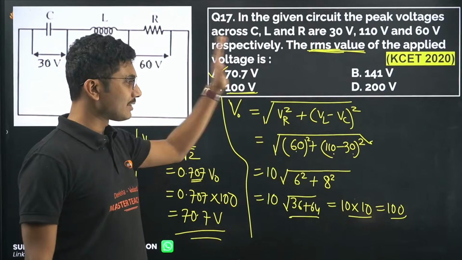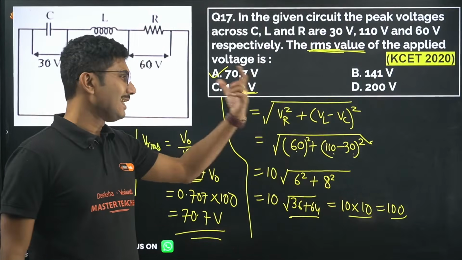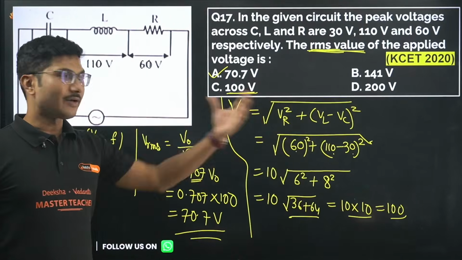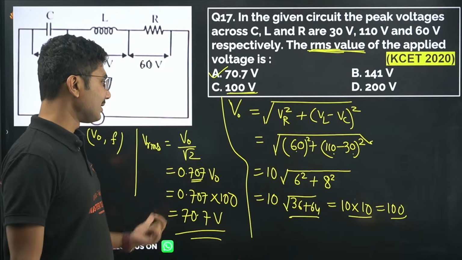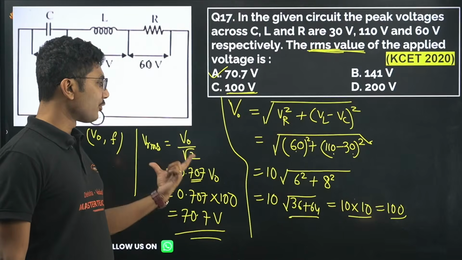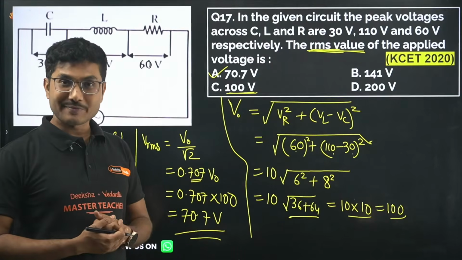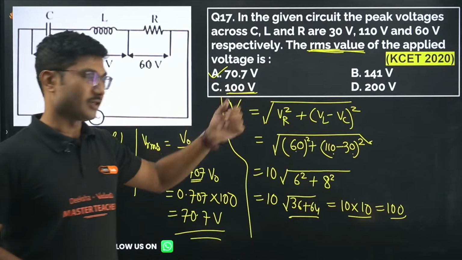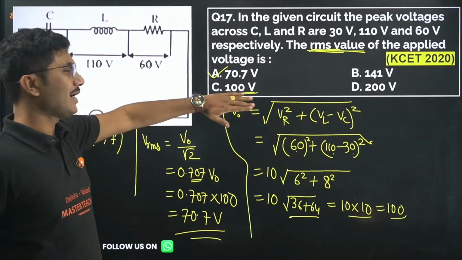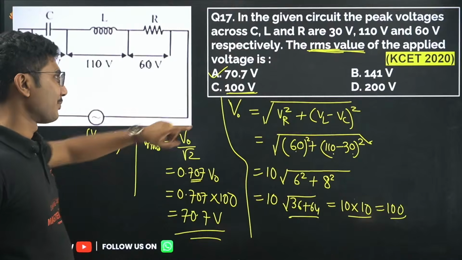Okay, so even though the question is easy, the trick is that even after solving this much, you may be lost and answer incorrectly because you forget that you have to calculate the RMS value, not the peak value. That's why 100 volt is given as an option. So this is the perfect distractor for this question.